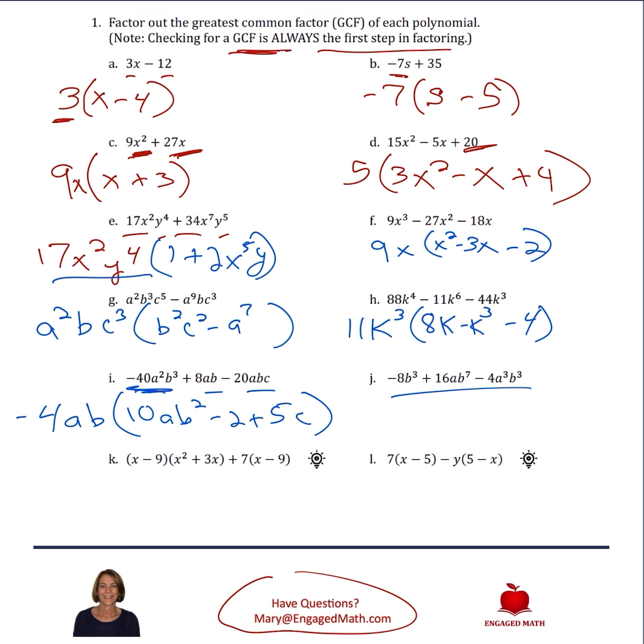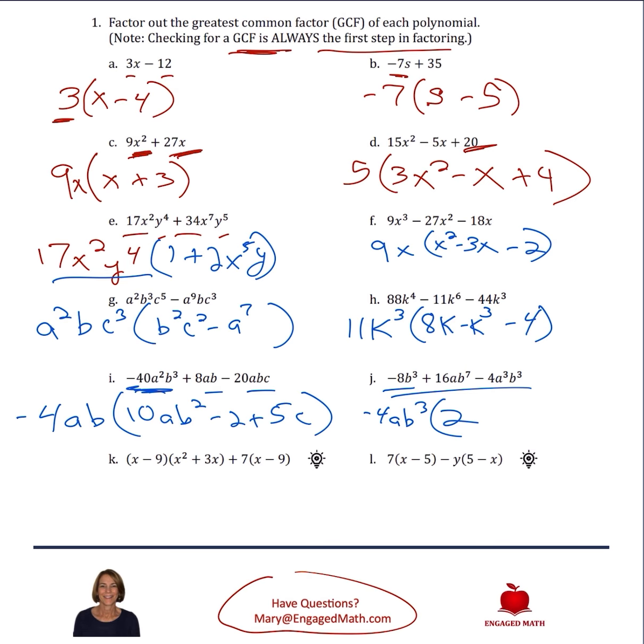Next one, this one is not in descending order. We don't have to put it in descending order, but let's just take out, to begin with, the negative 4 is our highest degree. I'd still like taking out the negative, if possible, for the first term in whatever order it's given. So we have negative 4, we have an a to the first, and we have a b to the third. So a to the first, b to the third. So our first number in the parentheses is going to be a 2.